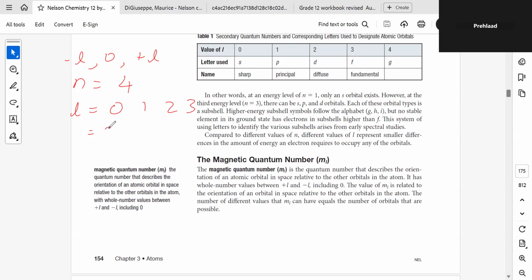So it will be 0. Now for 1, you have minus 1, 0, plus 1. For 2: minus 2, minus 1, 0, plus 1, plus 2. Then for 3: minus 3, minus 2, minus 1, 0, plus 1, plus 2, plus 3.